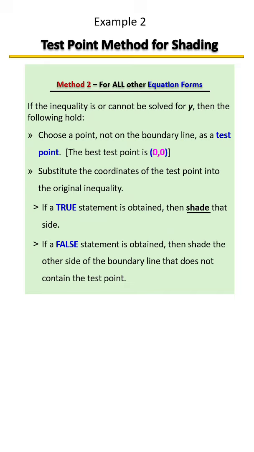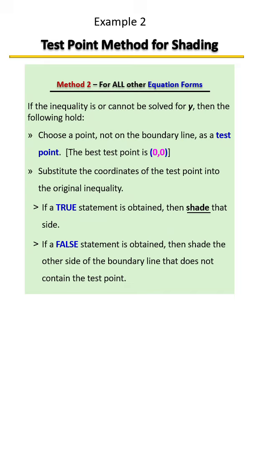When the equation is not in slope-intercept form, it's in some other form, such as standard form or point-slope form, you can always use the test point method, and you can technically test any point that's not on your graph. But one of the best test points I like to use is 0, 0, because it's easy to plug in and do the math.